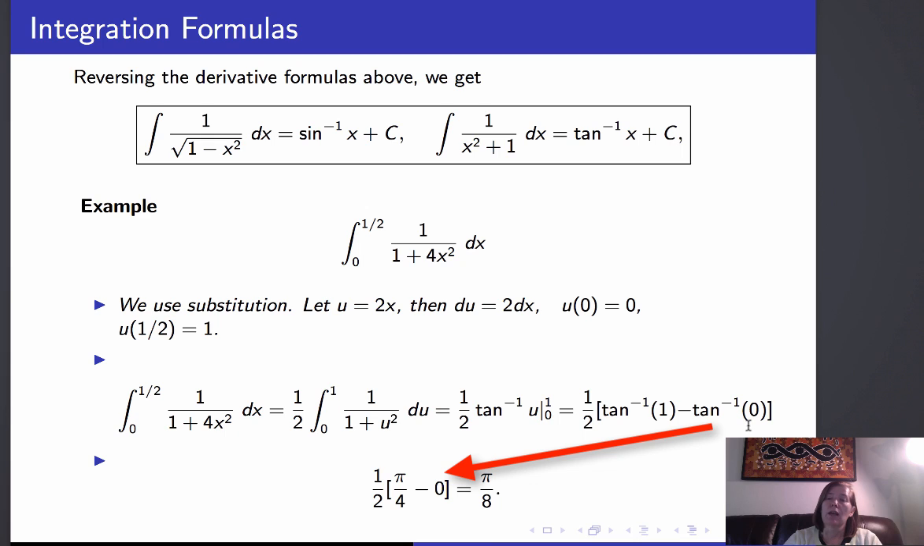And the unique angle between minus pi over 2 and pi over 2 with tangent of theta equal to 0 is theta equal to 0. So that gives me tan inverse of 0 is 0. My final answer is 1/2 times pi over 4 minus 0, which is pi over 8.